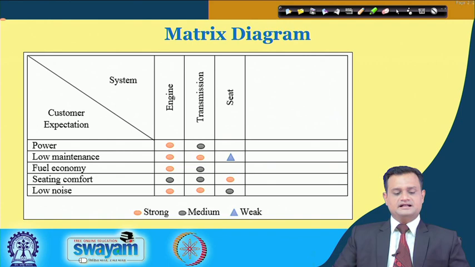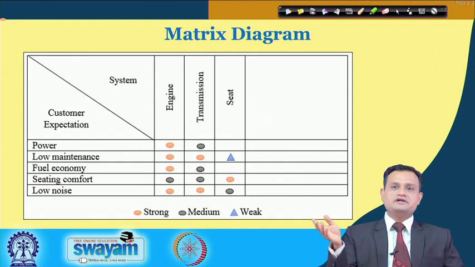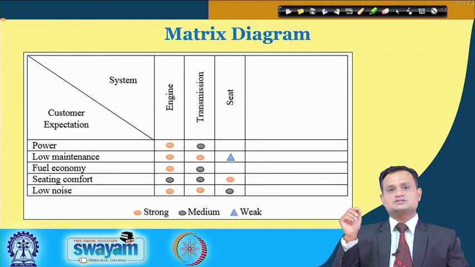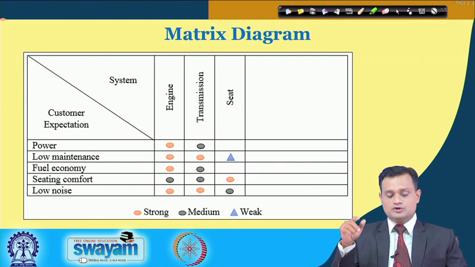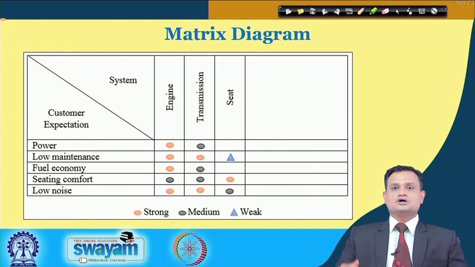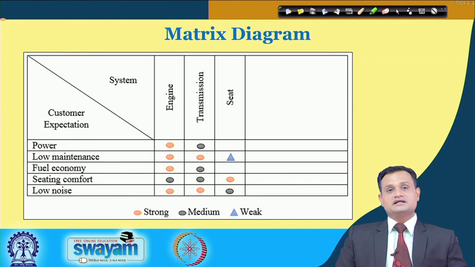Just see that, let us say the system is the engine for a car, transmission, seats, and on the other side I have customer requirements. In QFD typically we call them whats: power, low maintenance, fuel economy, seating comfort, low noise. I have selected three symbols. Let us say orange is strong, gray is medium, and blue triangle is weak. You can choose your own symbols and maybe you can expand this from 3 to 5. So, I depicted, based on the discussion, interaction and the impact of a particular technical parameter, system parameter on the customer expectation, the relationship between two variables.